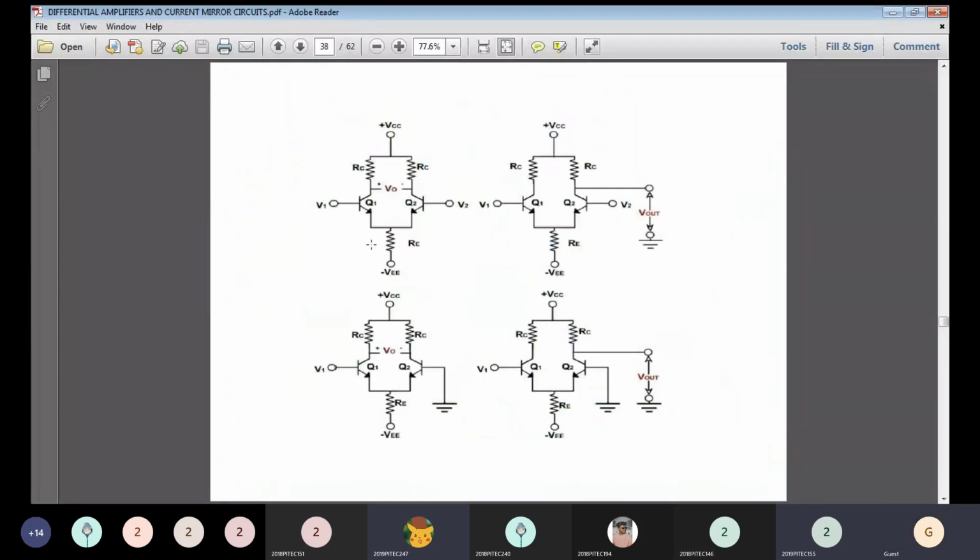So these are all four displayed on one slide, that is, four different configuration diagrams. That is dual input balanced output, and dual input unbalanced output, where the output is taken from only one side. The next one is single input and balanced output, and the last is single input and unbalanced output.